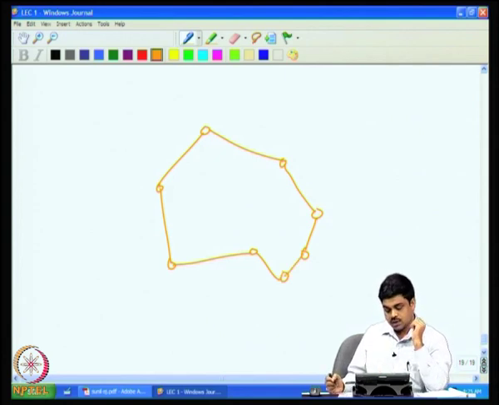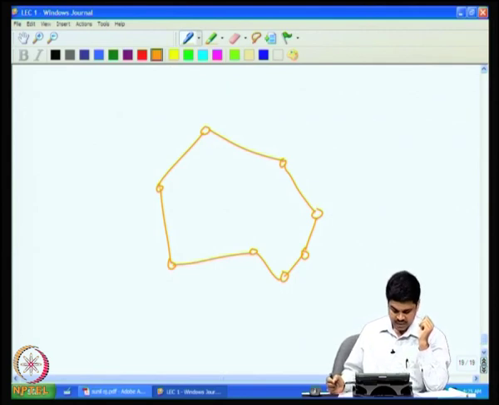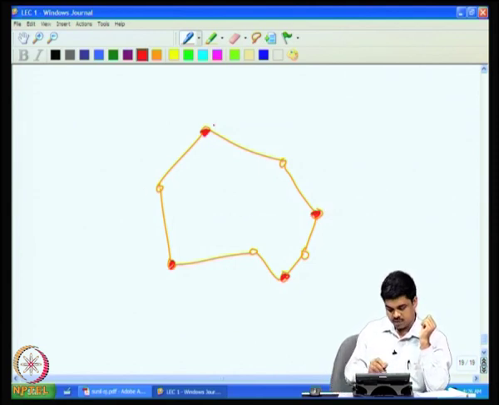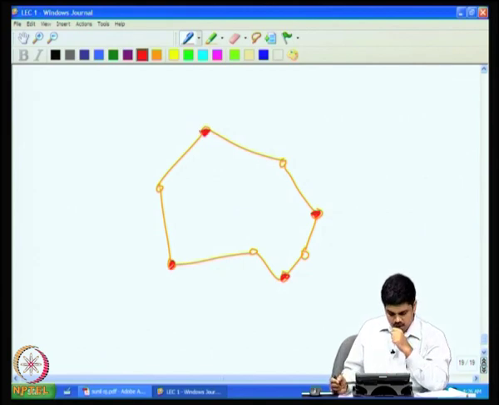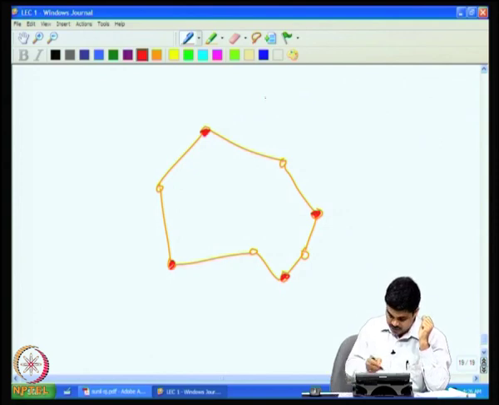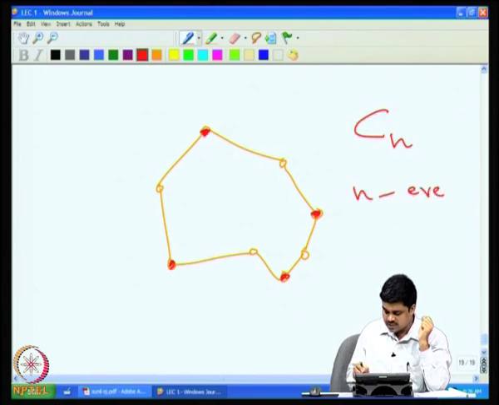Now you can easily see that a vertex cover, so I am marking a vertex cover here: 1, 2, 3, 4. This is a vertex cover. 4 vertices are enough to cover all the edges. You take any edge, one of the endpoints is marked. Now, if this is a cycle on n vertices, C_n, with n even, then it is clear that n by 2 vertices will be enough. You can take alternate ones, here, then next here, then next here, like that. So, n by 2 will be enough.